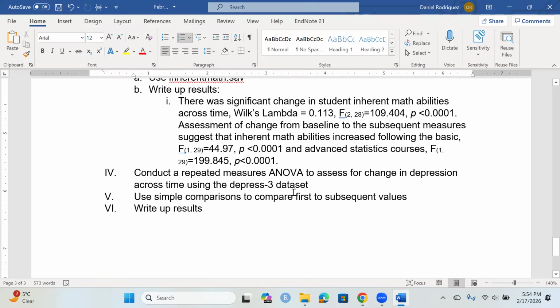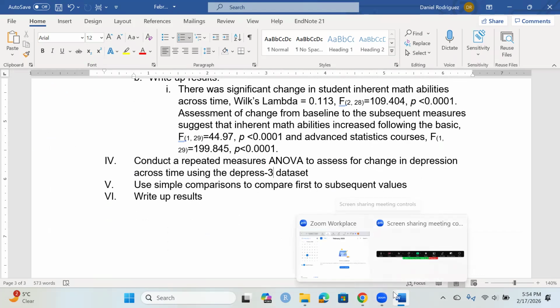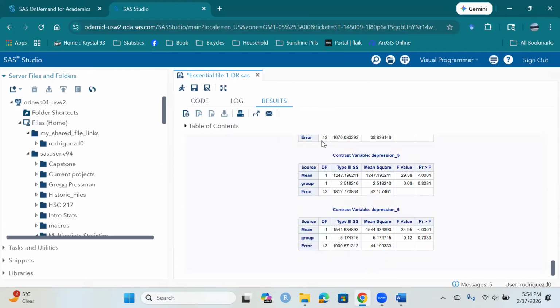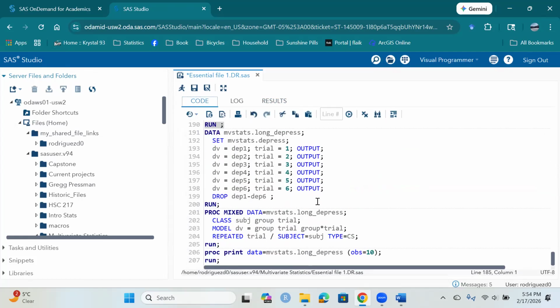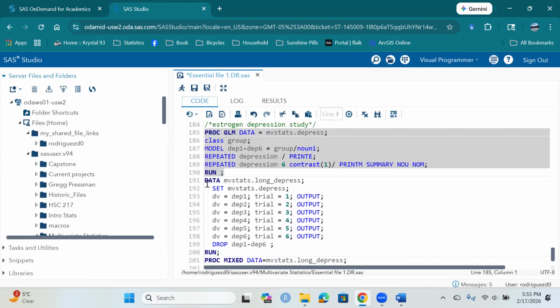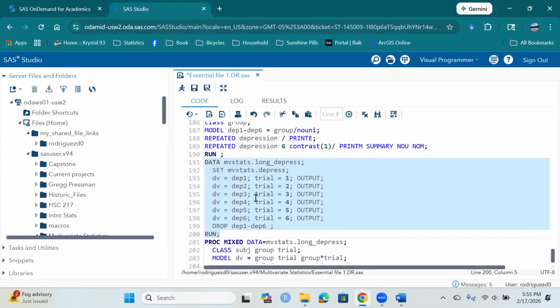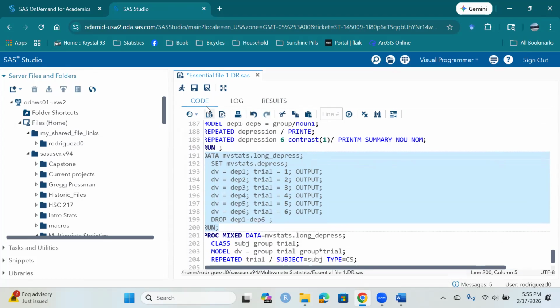Conduct repeated measures, and we did that. Use simple comparisons to compare. Okay, so let's go to the next part and do the PROC MIXED. Let's start here by running these data. For every depression variable, I had to link it to this dependent variable that's called dv. Let's go ahead and run that.